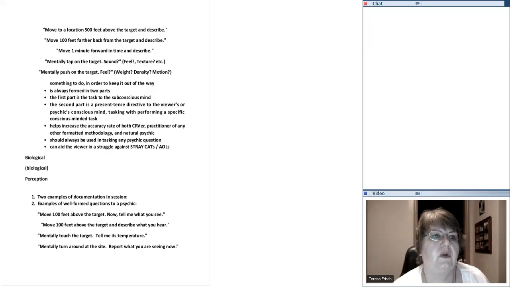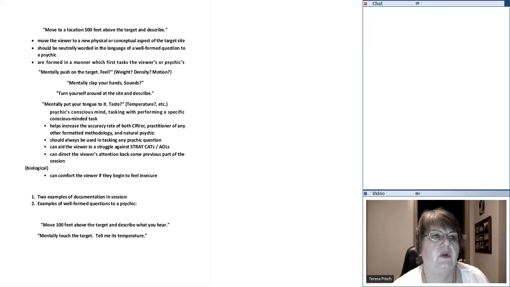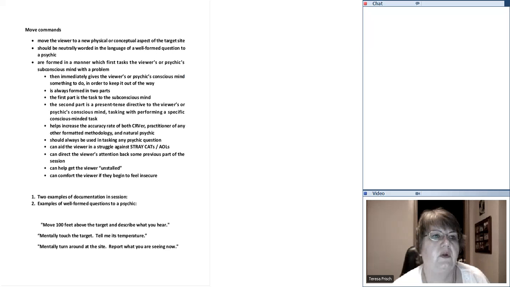Notice all of those second sentences are present tense, so you could say not just tell me what you see, but tell me what you are seeing. And you can put it specifically in present tense if you need to, but it's always in present tense. You move to the time of the target or to the place of the target, and then your conscious mind works best in present tense, so: tell me what you are seeing. Tell me what you are hearing. Tell me what its temperature is, and so on.